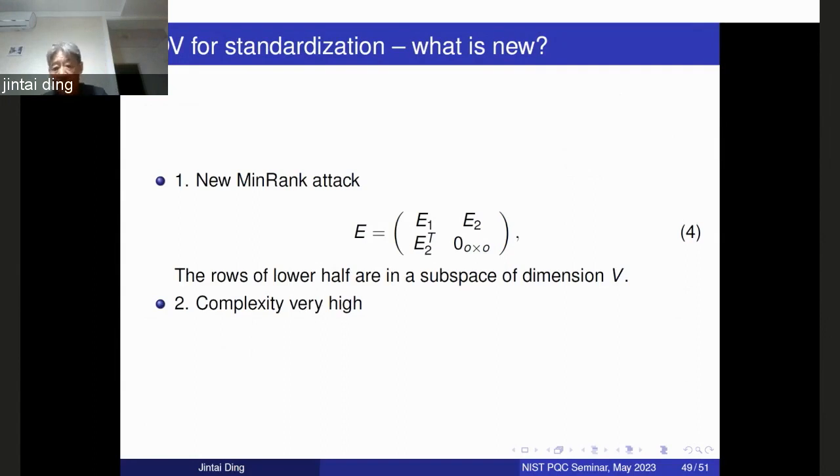Let me repeat. The attack is essentially to find a nice row space basis such that the span of those rows is a subspace. You have to collect a few of them, and once the number times o is bigger than v, then you can do a MinRank attack, and in this case the rank is v. We did some checking, working with Max and Daniel and others. Very unfortunately, or very fortunately, the complexity is very high. Nevertheless, this is a new direction that deserves a careful look. So this is the new MinRank attack.